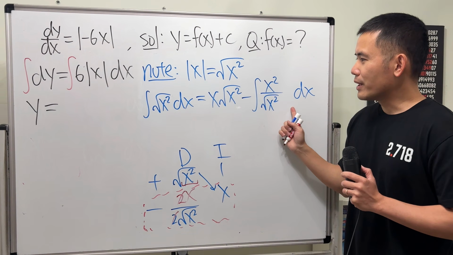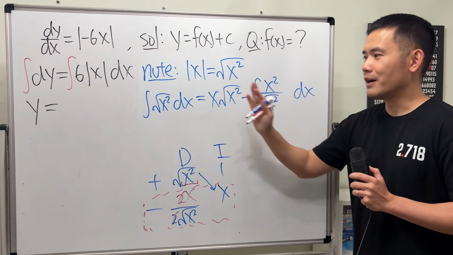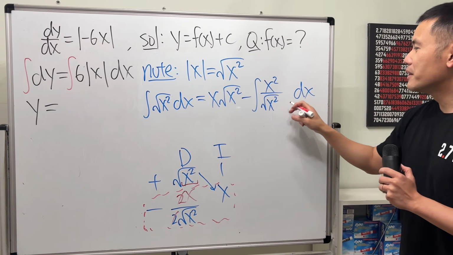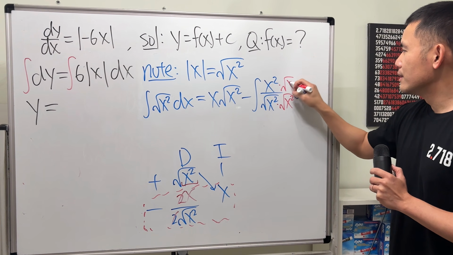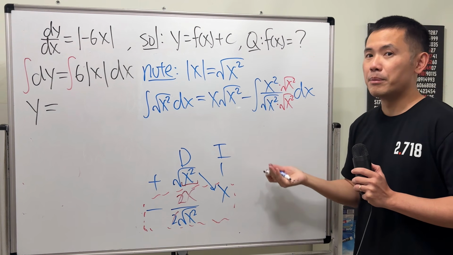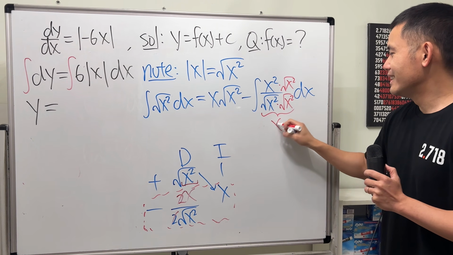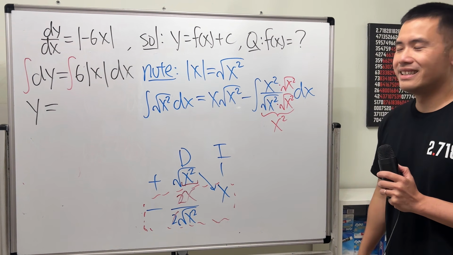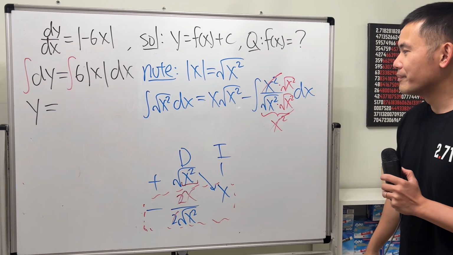Now, this right here looks more complicated compared to the original, but in fact, they are the same. Right here, let's multiply the top and bottom by square root of x squared. It's a typical rationalizing the denominator. On the bottom, this is just what? X squared, which is just the inside. And right here you have x squared. You can cancel them out nicely.